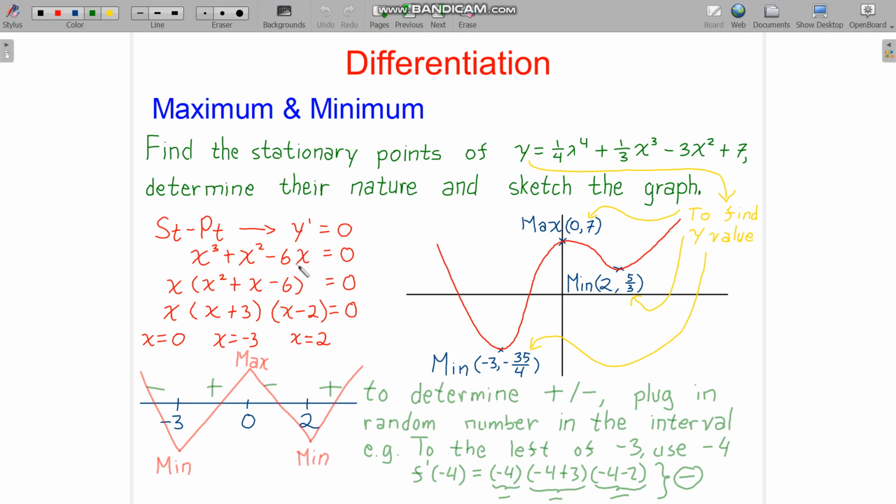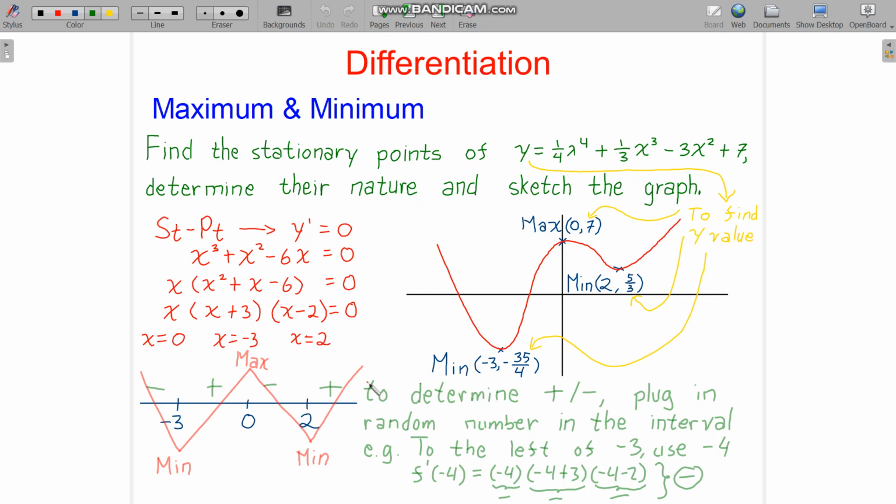We solve this, we can pull out the x. We have x squared plus x minus 6. We can factorize. We have x plus 3, x minus 2, which means the x can be 0 or minus 3 or 2. We have 3 stationary points.